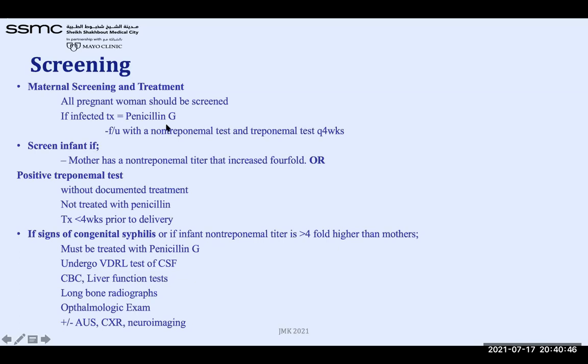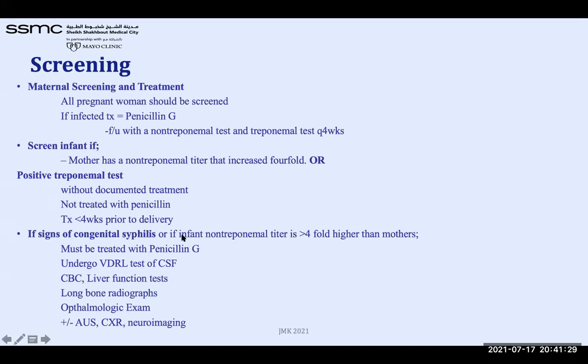If infected, it has to be treated with penicillin G. Follow up with the non-treponemal test and treponemal test every 4 weeks. Screen the infants if the mother has a titer that increased fourfold, or a positive test without documented treatment, not treated with penicillin. This is very important. No other antibiotic is considered a treatment for syphilis except penicillin. So if the mother is treated with, let's say, some other antibiotic, it counts as not treated. Treatment less than 4 weeks prior to delivery is also counted as not treated.